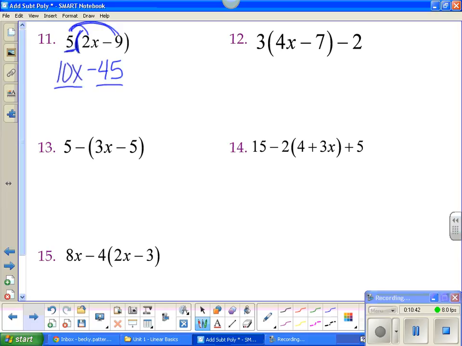On number 12, I'm going to distribute the 3, but I'm only going to distribute it to the items that are in the parentheses.